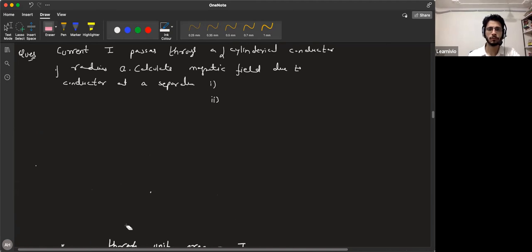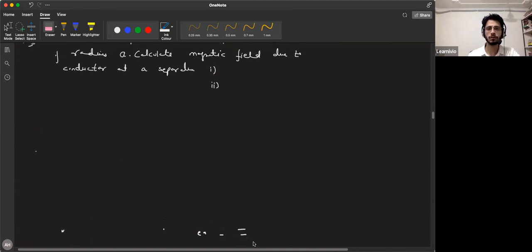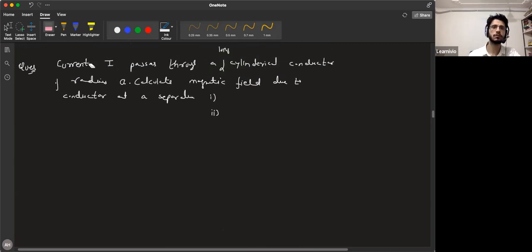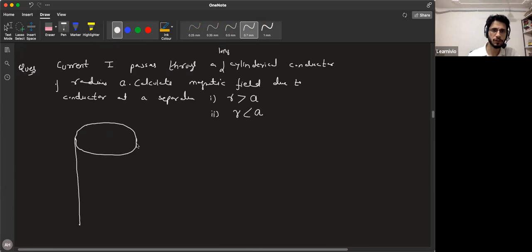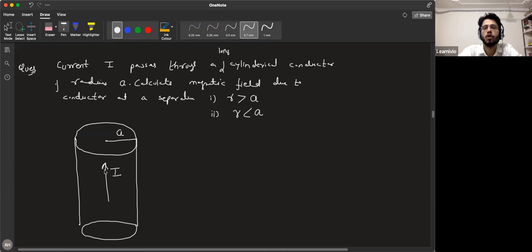Start writing the question. First R which is greater than A, then R which is less than A. And this is the cylindrical conductor. The radius of the cylindrical conductor is A, and some current I is passing through the conductor. Note down the question first.